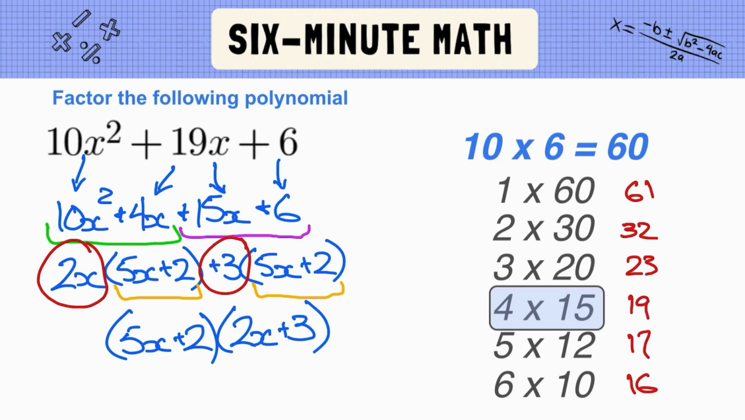Those are all the examples we have today for factoring complex trinomials using the grouping method.